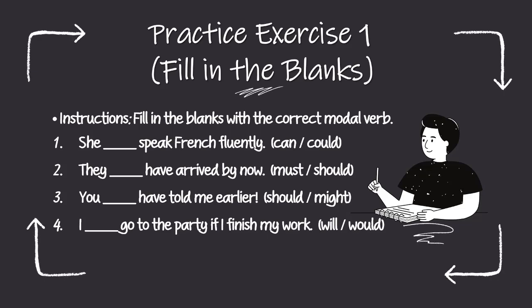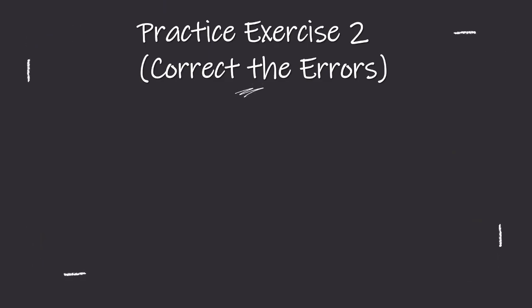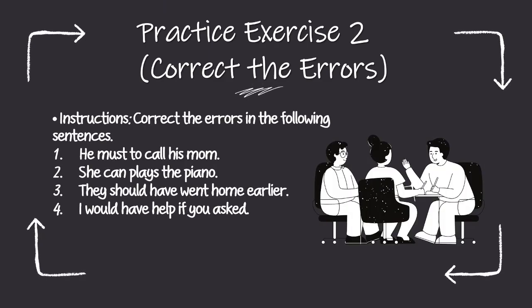Great job! Now let's try another exercise. This time, you'll correct the errors in these sentences. Ready? 1. He must to call his mom. 2. She can plays the piano. 3. They should have went home earlier. 4. I would have help if you asked. Pause and think about how to fix these sentences. We'll check the answers next.